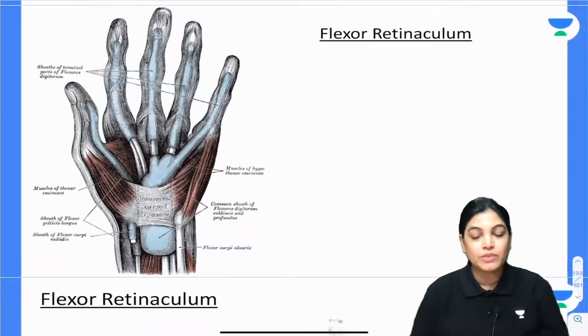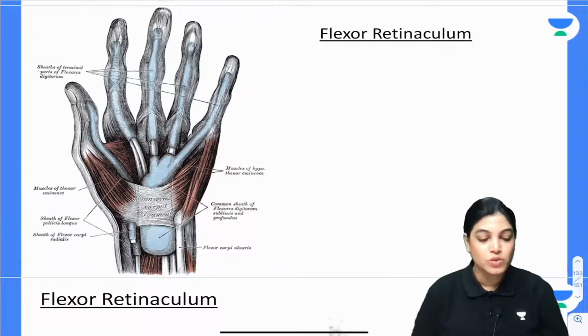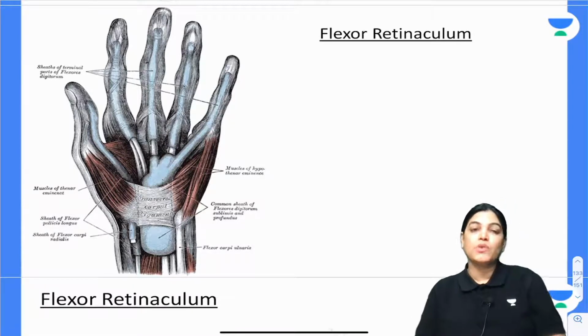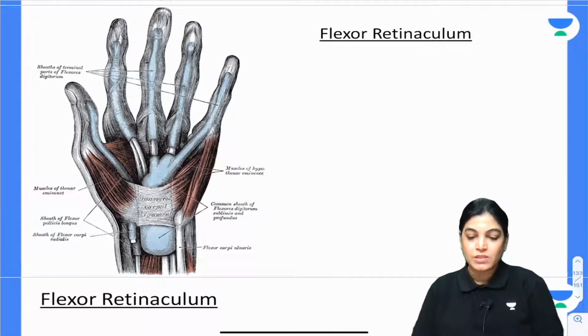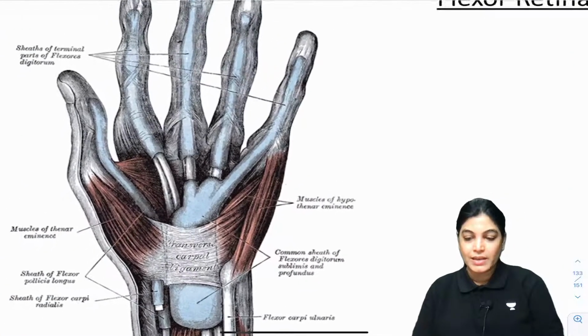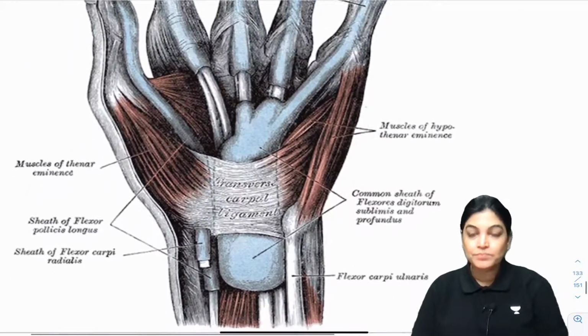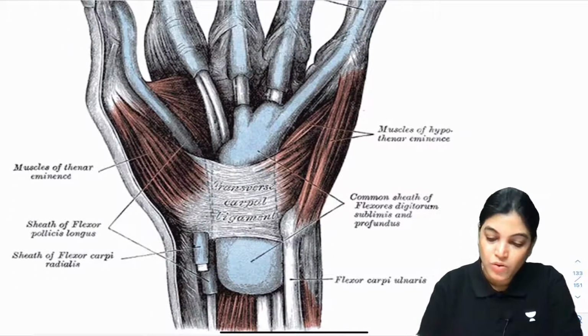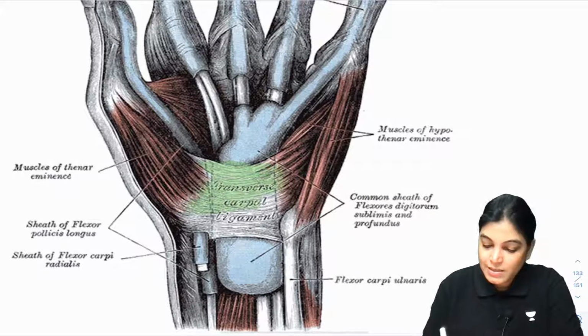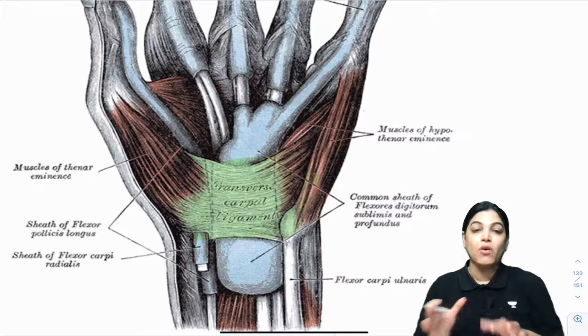So it is converting the space into an osteofibrous tunnel called the carpal tunnel, for the passage of flexor tendons and also the median nerve. So my dear aspirants, if I enlarge this diagram, you can see clearly the Flexor Retinaculum, which is also called the transverse carpal ligament. Okay, so this is a modification of deep fascia and it is keeping all the tendons.